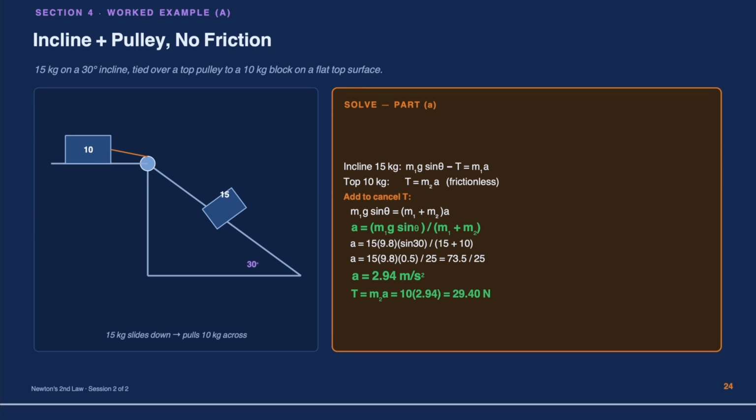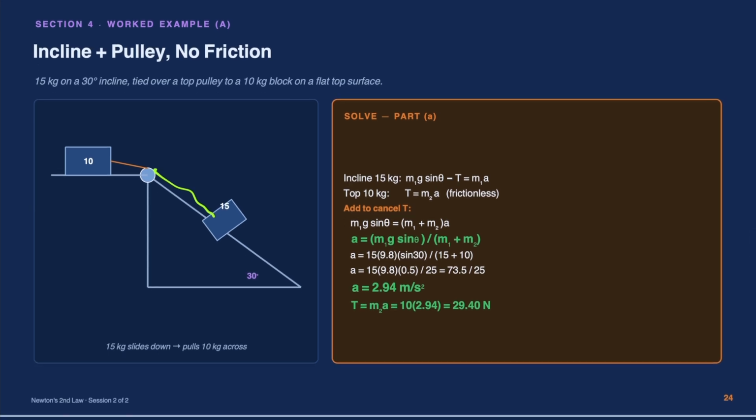Okay, so now let's look at a different type of problem which we haven't learned how to approach yet. A 15 kg block is on a 30 degree incline, tied over a top pulley to a 10 kg block on a flat top surface. So the angle here is 30 degrees. Is tied over a top pulley to 10 kgs over here.